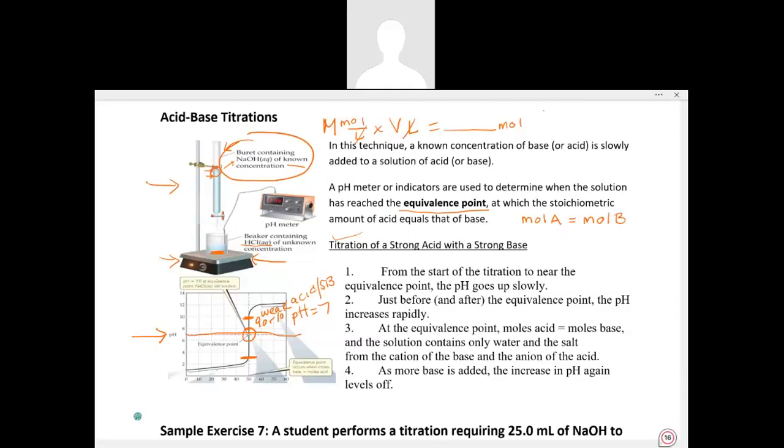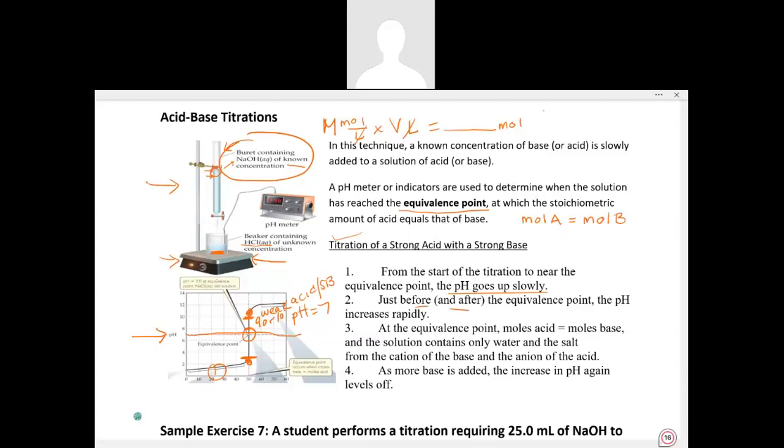So let's look at these key pointers here. We start the titration far from the equivalence point. We add some of our titrant, and we see that our pH goes up slowly. So that's our first point down here, where from the start, we near the equivalence point. Then just before and after, the pH will be increasing rapidly. We could say this is the start, and right here is the end, so we're rising in between.